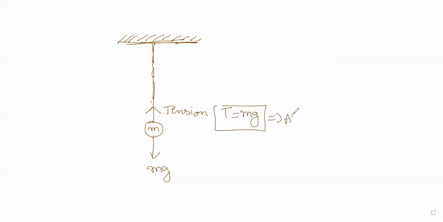Now, this ball is attracted by the earth with the force of mg downwards. And the spring attached to the ball will resist its fall by applying an equal and opposite force, that is called tension force. The tension force T is equal to mg. This happens at equilibrium.